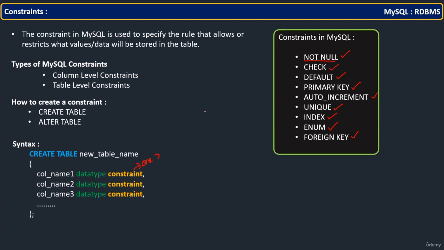Overall, this is the constraints part; try to understand it in a simple manner. You are just defining the rules in the form of these keywords. Those rules you can create while you are creating a table, or you can alter the table also. So let us see each keyword, each constraint, in separate lectures next.